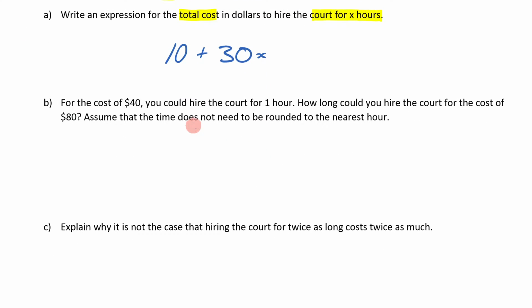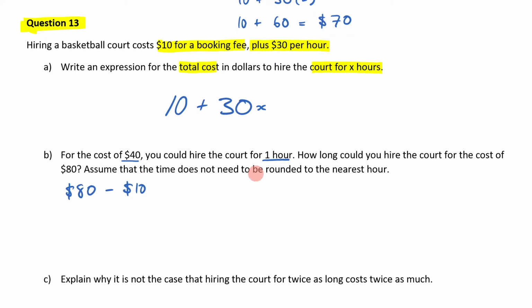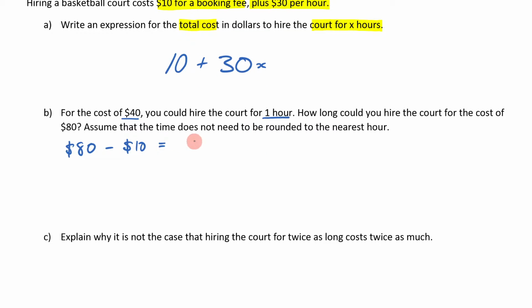Next, it says, for the cost of $40, you can hire the court for 1 hour. How long could you hire the court for the cost of $80? Assume that the time does not need to be rounded to the nearest hour. So now it's saying, imagine that you spent $80 for the court. Well, how much time would that give you? Well, the first thing I would do is take my $80 and deduct the $10 booking fee. So that means it's $70 that we're really thinking of.